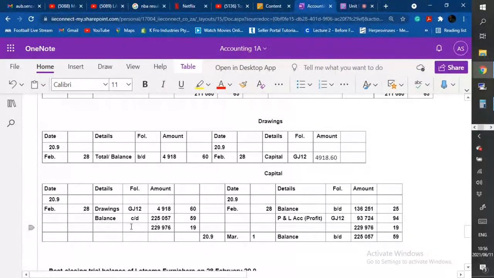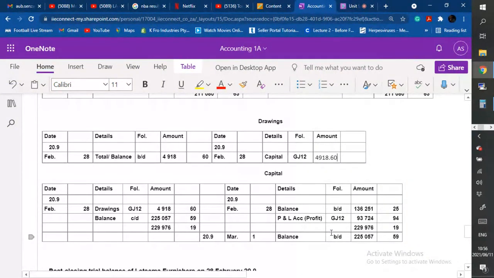So then to balance the account, we're going to have balance CD here. Can you see we haven't closed it off to another account? We just balanced it. All right. So here you have balance CD, and then you have balance BD. And that's it.